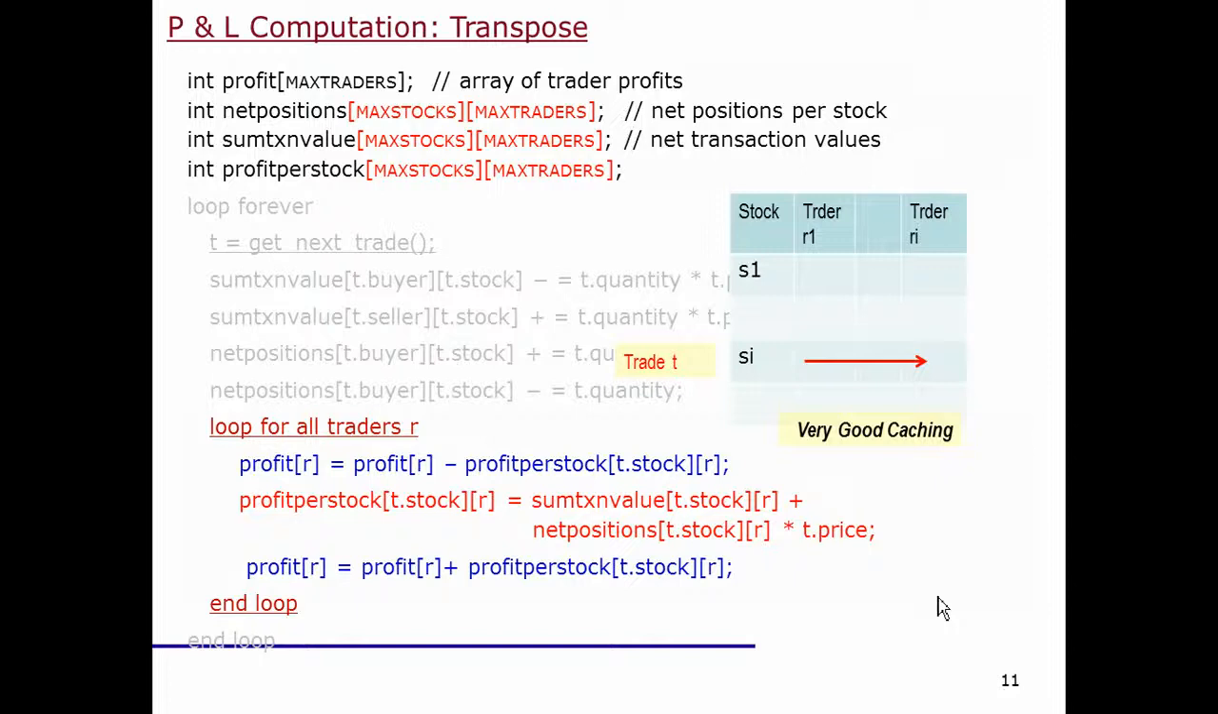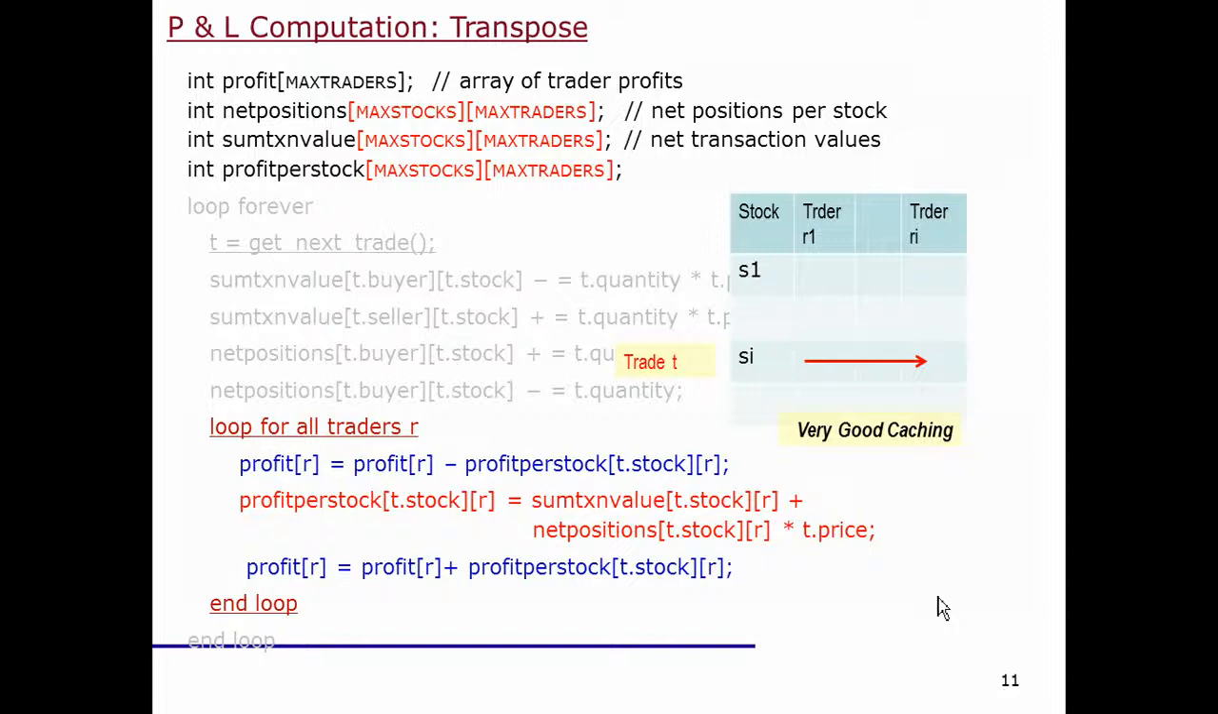So now if we look at this figure for a given trade T and a given stock SI, we are actually accessing the data across all the traders in the manner in which the system will store them, in the manner in which they will be stored in the memory and in the cache, and every cache line fetched is actually going to contain all the data that we need for the inner loop to be accessed very fast.